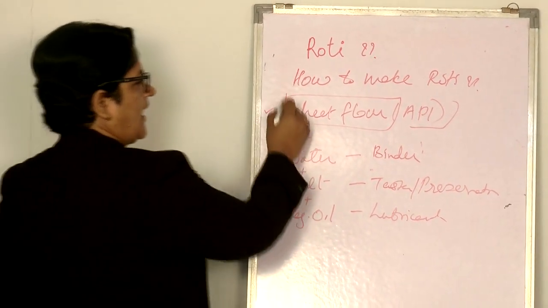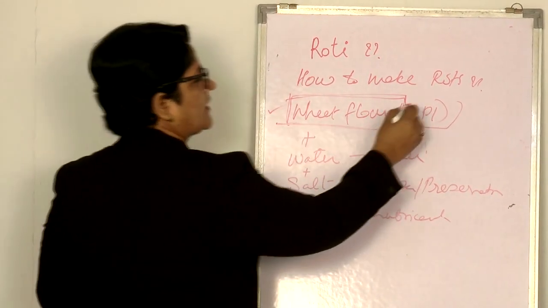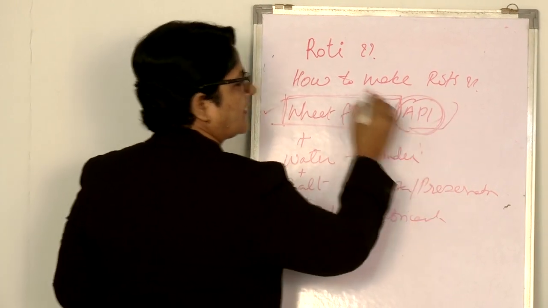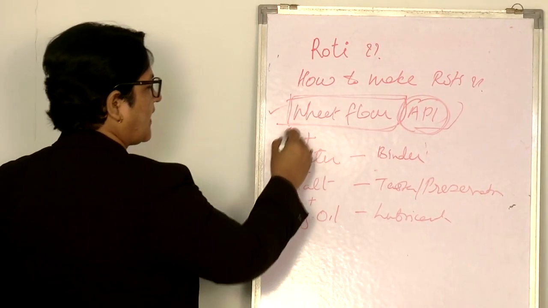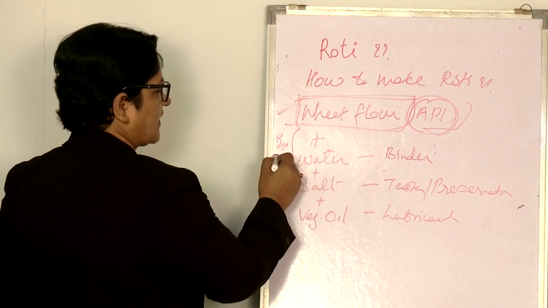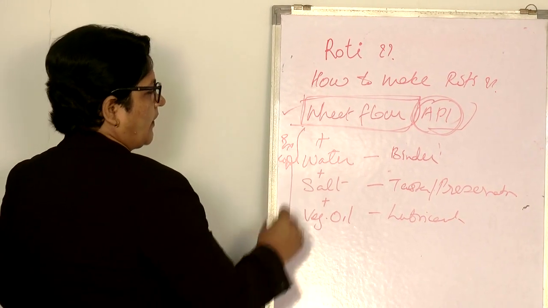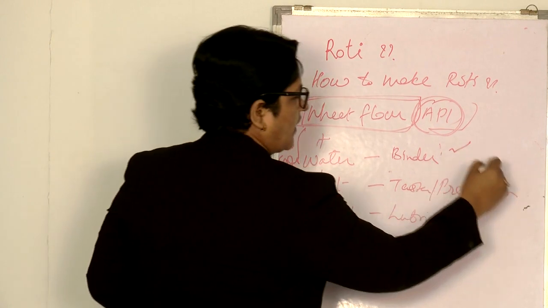So when you select the wheat flour, which is considered your main active ingredient, which is an API, to that you are adding different excipients. Each excipient has its own function.